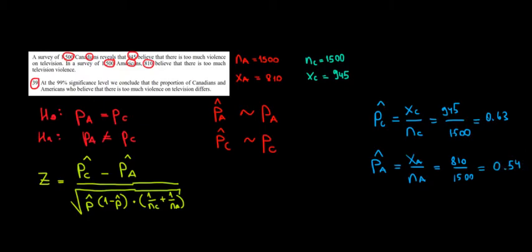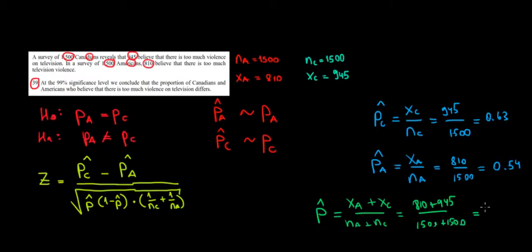And now one more thing that we need is the overall proportion. So the total proportion of people who believe there's too much violence on TV relative to our entire sample. That's going to be the number of Americans plus Canadians who believe this relative to the total number of observations, which is equal to 810 plus 945 relative to 1,500 plus 1,500. If we solve the math over here, we would have a 0.585 proportion. Now with these values, we can actually compute our z-statistic.